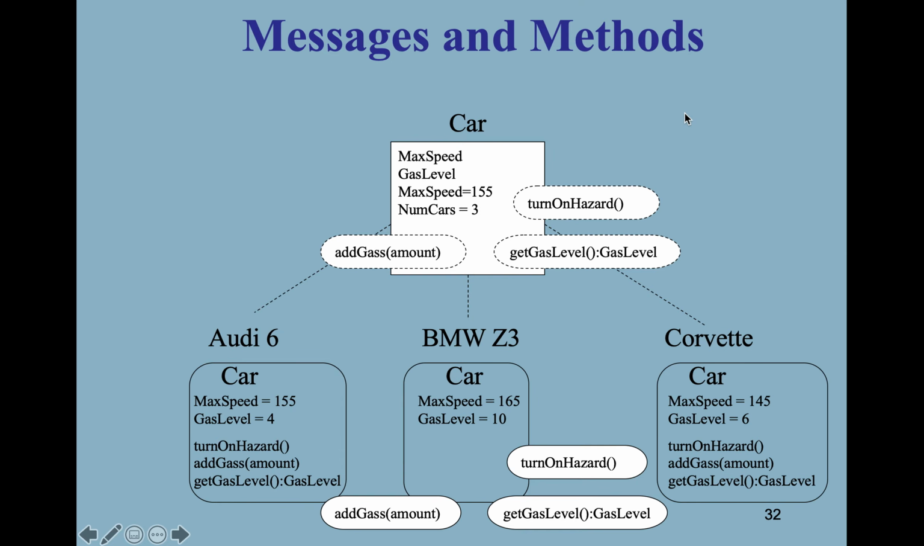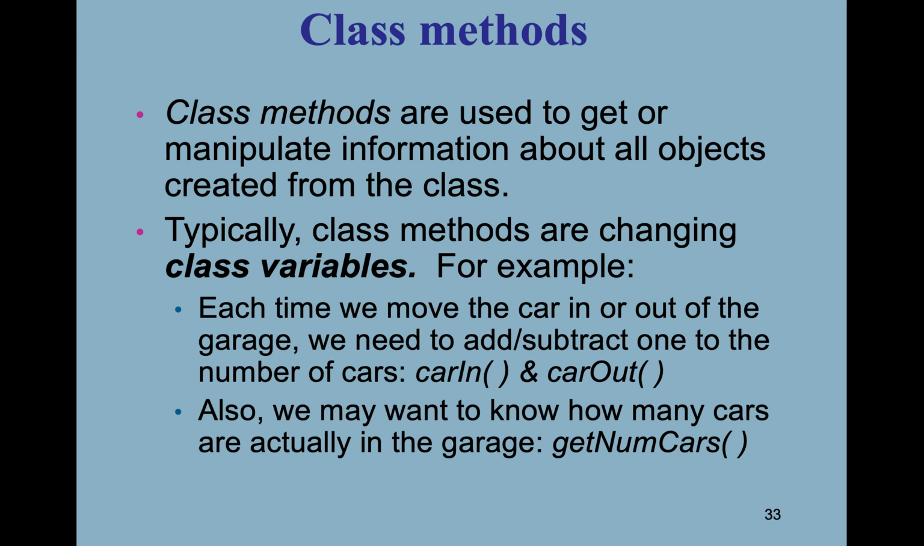We already saw setters and getters. And everyone was pretty clear on the setters and getters concept. When it comes to class methods, the class methods are used to get and manipulate the information about the objects created from the class level. Typically, class methods are changing class variables. Typically, they don't actually have to. You can create other class methods that do other things.